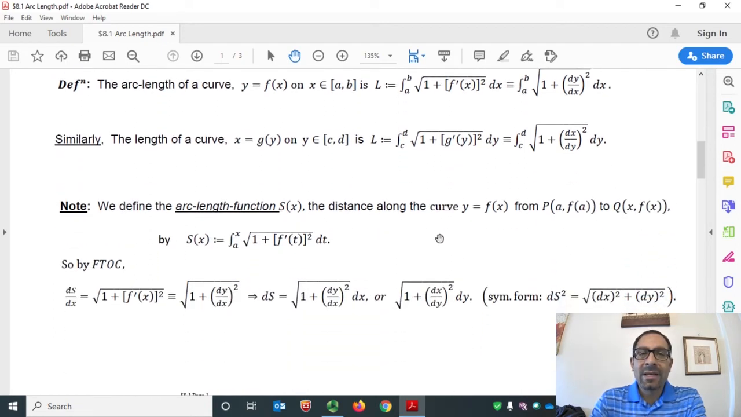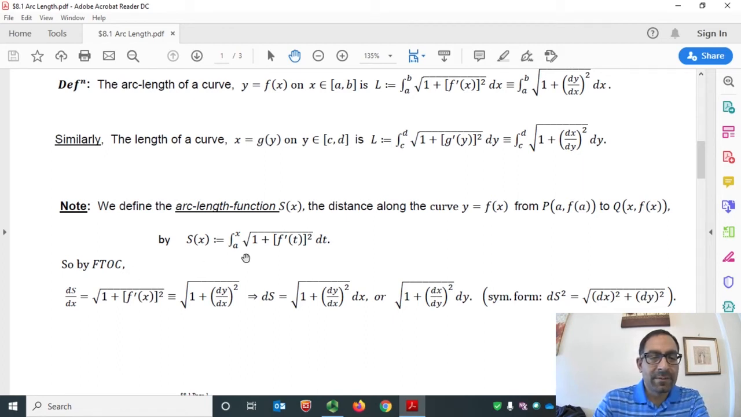Now we define the arc length function, the distance along the curve measured from a fixed point to an arbitrary point. By this arc length formula, we just replace the upper limit by x, and since we already use x, I use t inside the formula. So s(x) equals the definite integral from a to x of the square root of 1 plus f prime of t squared, dt. Great.